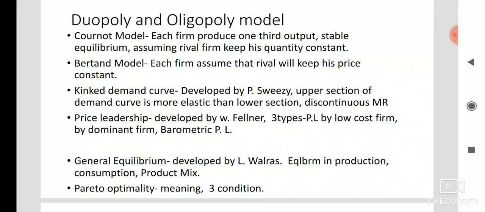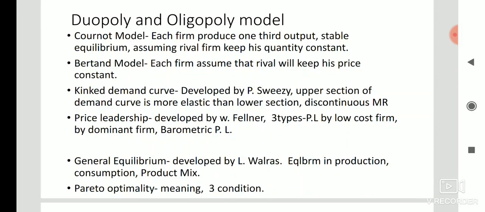Equilibrium in product mix means simultaneous equilibrium in production and consumption. Three conditions to remember: equilibrium in production, equilibrium in consumption, and equilibrium in product mix. Equilibrium in production requires the MRTS-LK, marginal rate of technical substitution between labor and capital, for the production of X and for the production of Y to be the same, and also equal to the wage interest ratio. MRTS-LK of X must equal MRTS-LK of Y, which must equal the wage interest ratio.